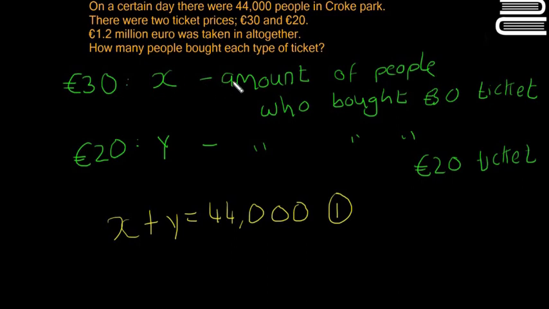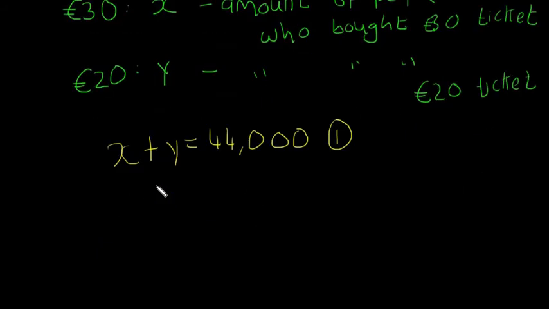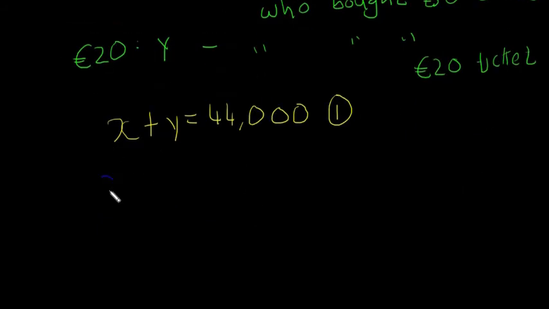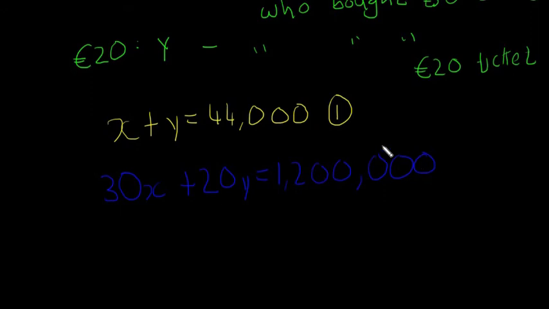equals the money taken in altogether. Okay, so the second equation we're going to write is 30x, where the 30 is the money, plus 20y is equal to 1.2 million. So million has 6 zeros. Yeah, that's good. Okay, so those are our two equations.